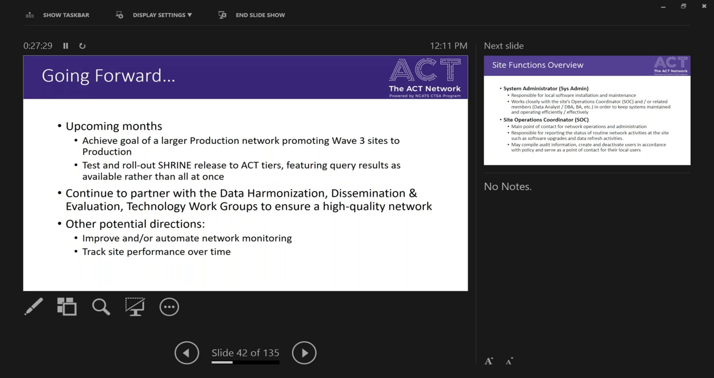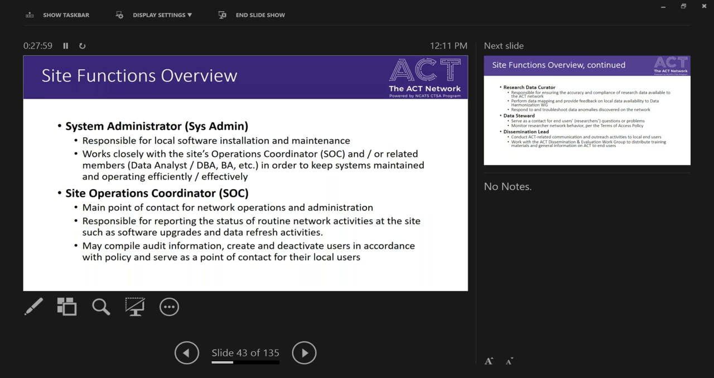Let's see. So going forward, we are going to be having a larger production network. We've mentioned that. We're going to be having a test and rollout of a Shrine release, continuing to work with the data harmonization, dissemination work group, and technology work group, really to have something production ready. And we'll talk more about that high quality network. And then maybe do some more work with network monitoring and do things in a more automated fashion, because Sam is a busy man and it's nothing to be doing those tests.